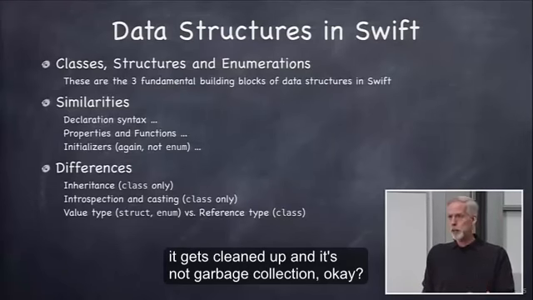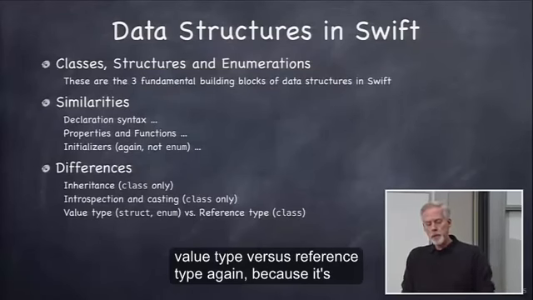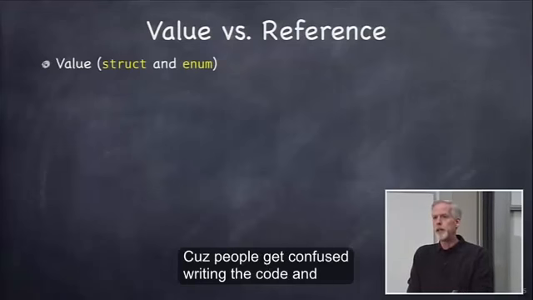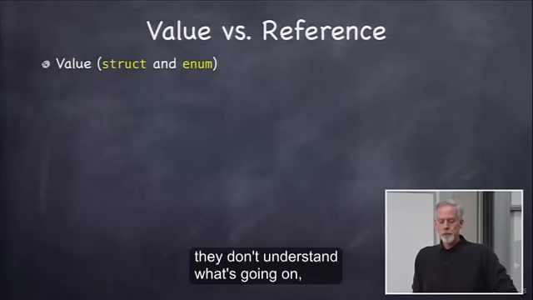And it's not garbage collection. It's reference counting, automatic reference counting. But I want to just have a slide on this value type versus reference type again, because it's a really important thing to understand, because people get confused writing the code and they don't really understand what's going on.